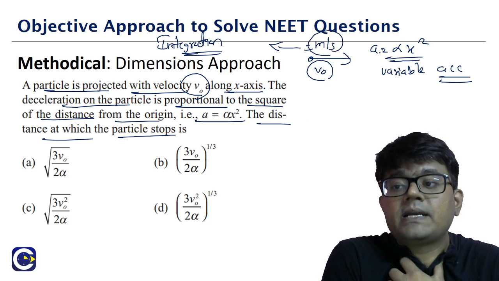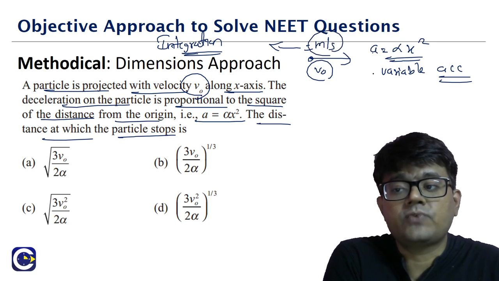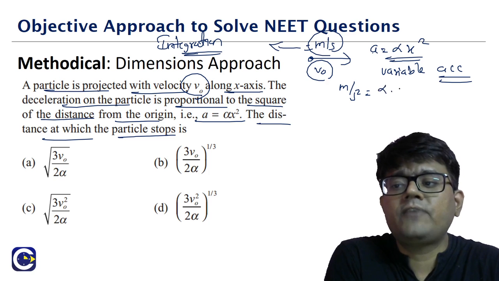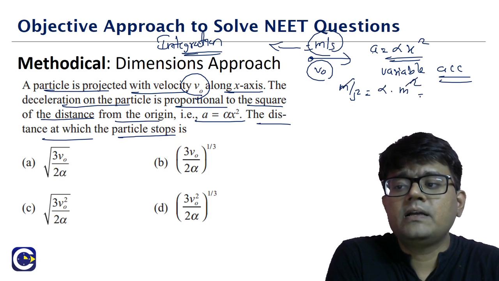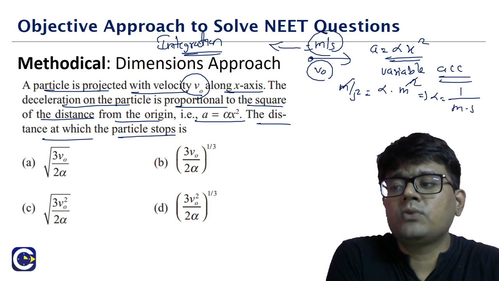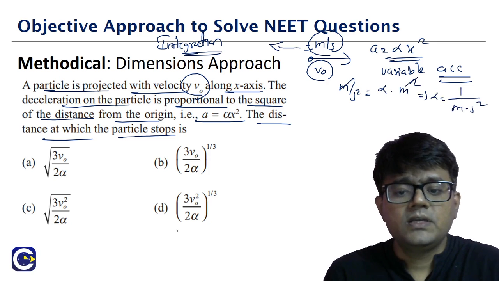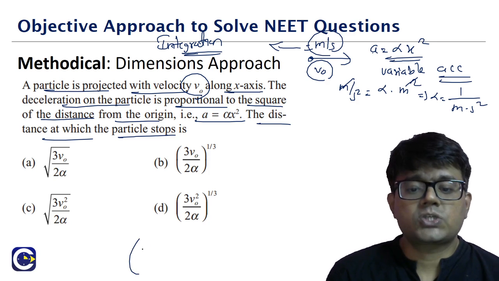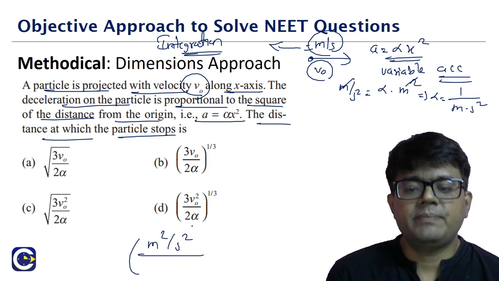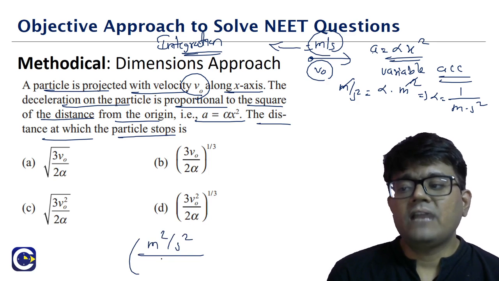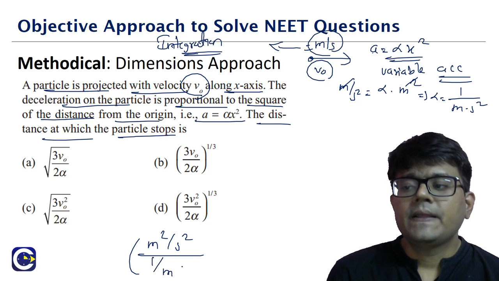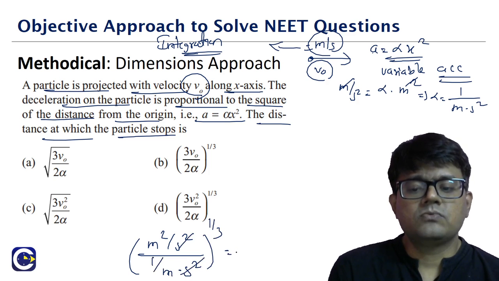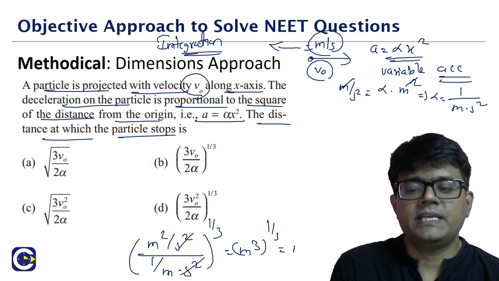But let's see what the unit of alpha is. a is equal to alpha into x square, right? So a, meter per second square, is equal to alpha into x square, meter square. So alpha will be 1 by meter into second square, that is the SI unit of alpha. Look at option D: 3 is a number, v0 square means meter square per second square, divided by 2, a number, into alpha, which is 1 by meter into second square, whole power 1 by 3. So only meter goes to the numerator, meter cube whole power 1 by 3, which is meter.